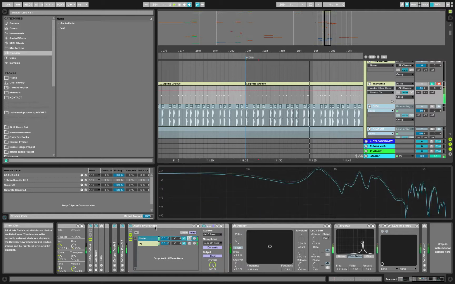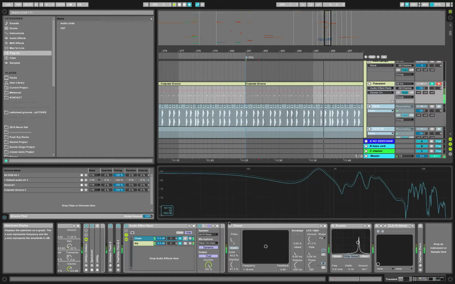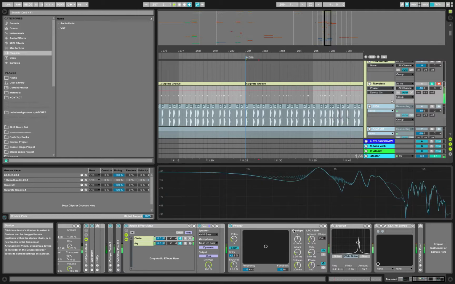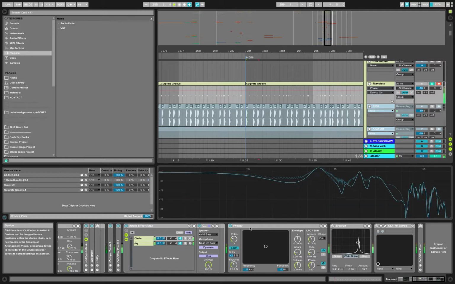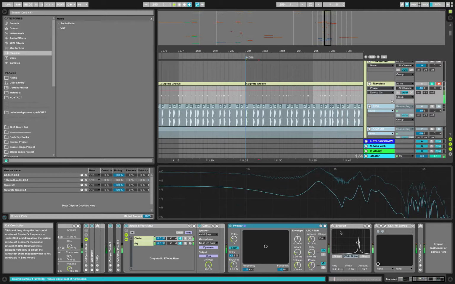So do it in parallel in an audio effect track, and then a phaser just gives it a little bit of movement, really subtle, but it also gives it width, you know. Without that, I really liked what that did to the character of the sound.